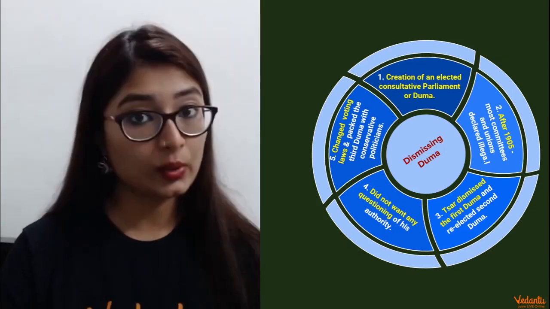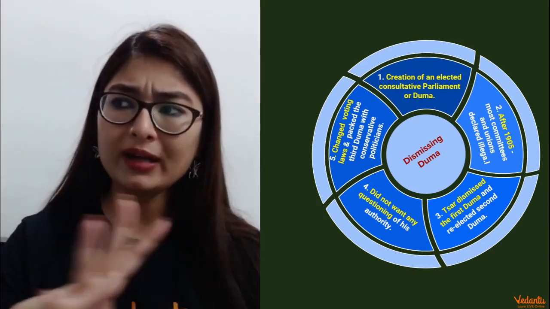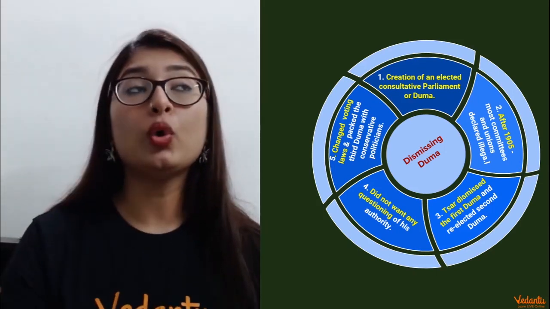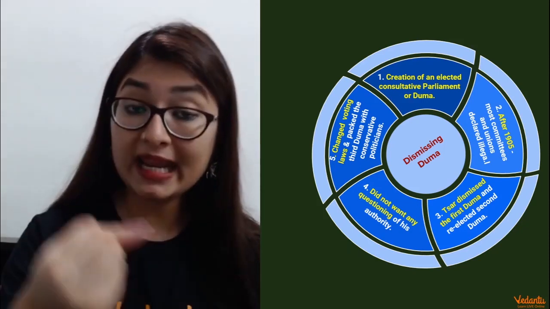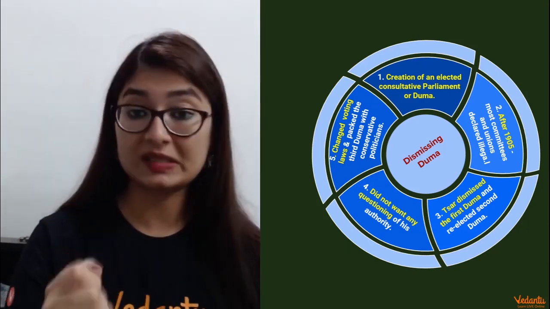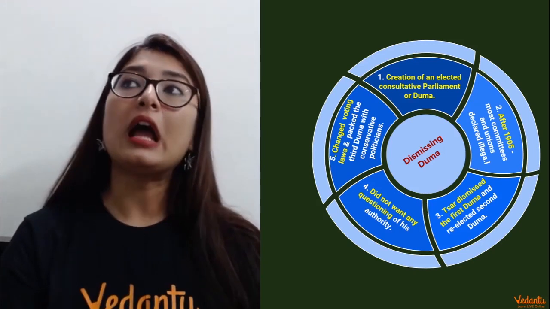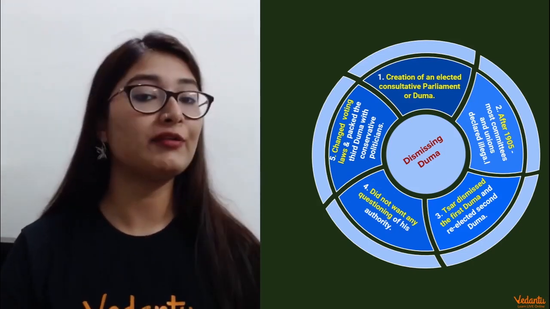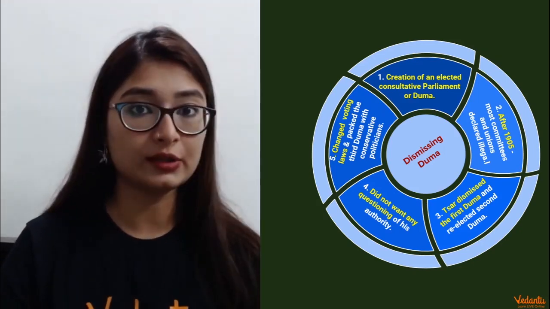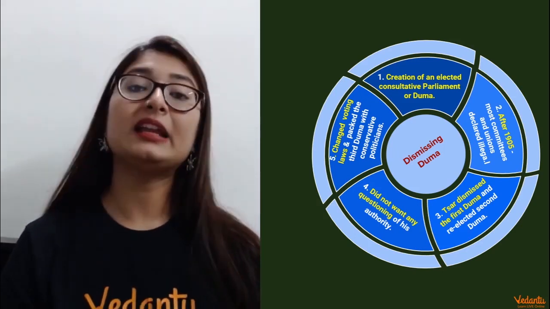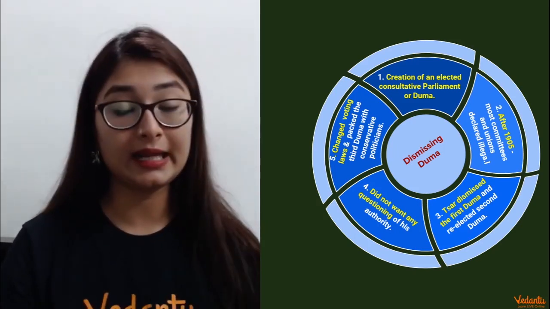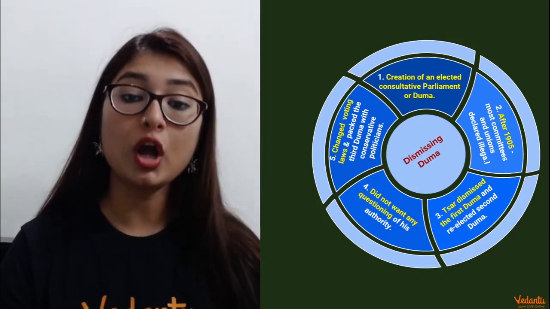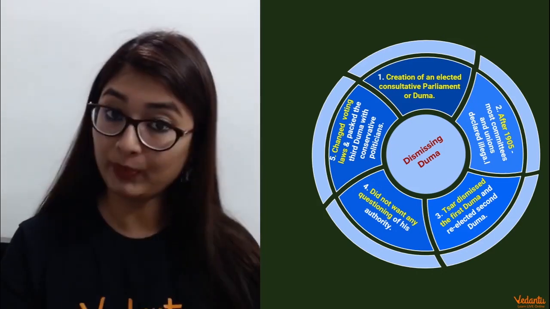Again, why was he doing this? The reason was he did not want anyone at all to question his authority or to take away his powers, as a result of which he was doing this. Okay, my child? Now after this, he realized that if he keeps on doing this, people are not going to listen to him. So he decided that he will again have a third Duma created, under which he made sure to have only the conservative politicians.